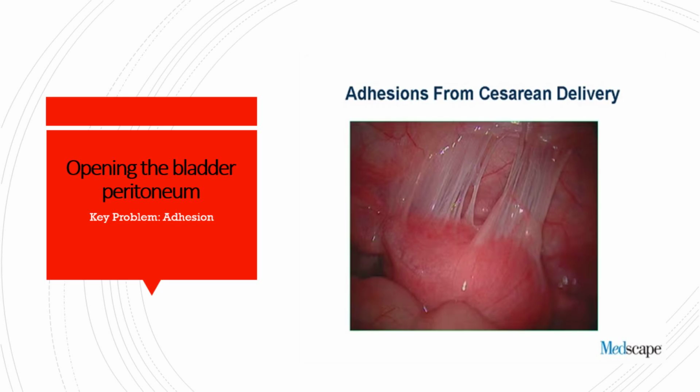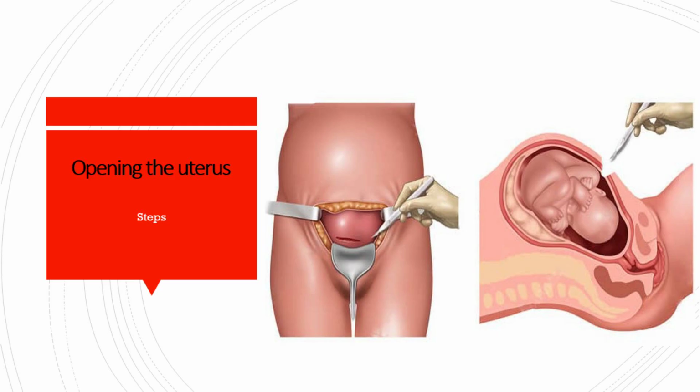for our patients. Opening the uterus is a pivotal moment in the cesarean section as it allows access to the fetus. The incision is typically made in the lower segment of the uterus, which is less vascularized compared to other areas, thus reducing the risk of excessive bleeding.